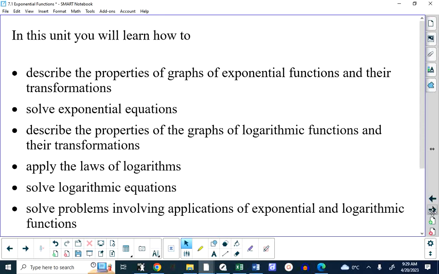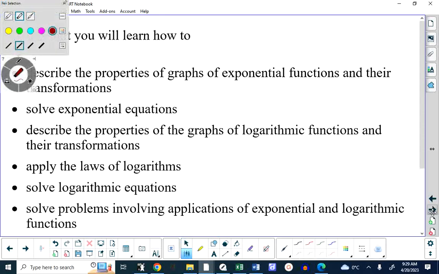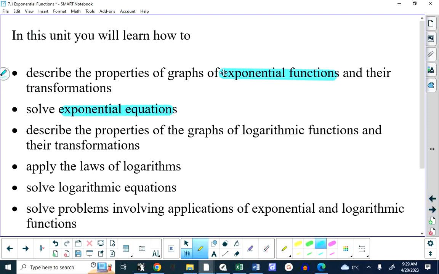What are we going to be doing in this unit? Just to boil it down to the essentials, we're going to be looking at exponential functions and exponential equations. So a function is a graph. We're going to be looking at what exponential graphs look like and how we can apply exponential graphs, and we're going to get into that today. And then exponential equations are equations that you're trying to solve a missing value for. It's like when we learned about trigonometric functions and trigonometric equations.